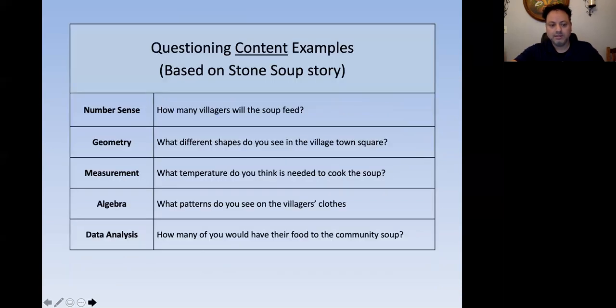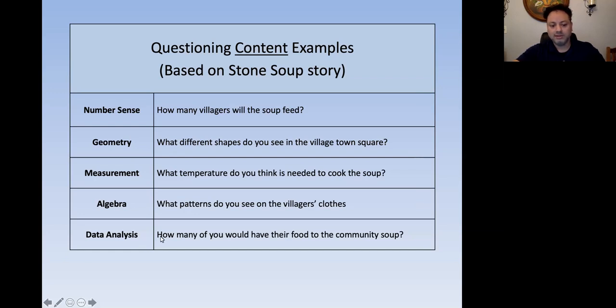With content, we talked about when you code the questions, are they math questions or not, and we put those in the sheet. Are they number sense? If it is, it's something like, how many villagers will the soup feed? That's quantity. What different shapes do you see in the village town square? We can look at the illustrations. There's going to be tons of shapes there. What temperature do you think is needed to cook the soup? That's measurement.